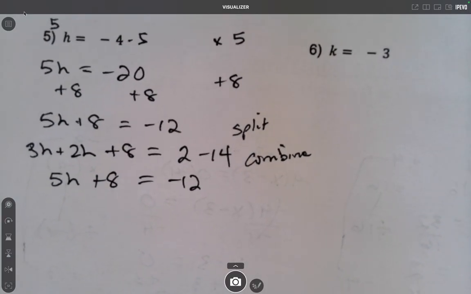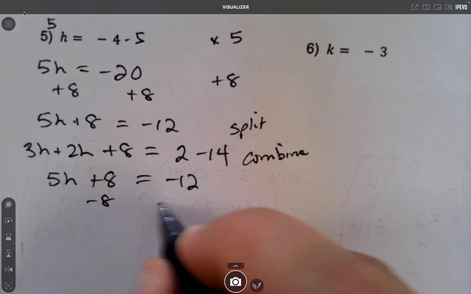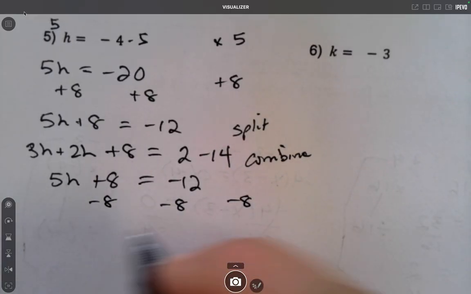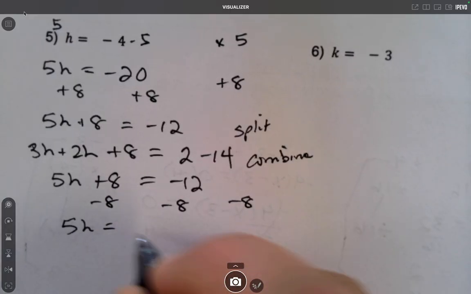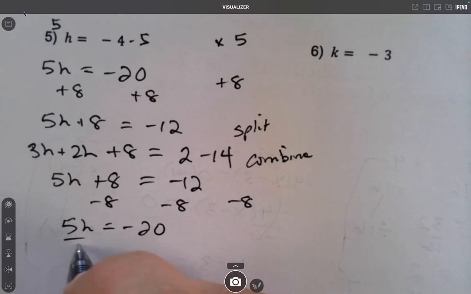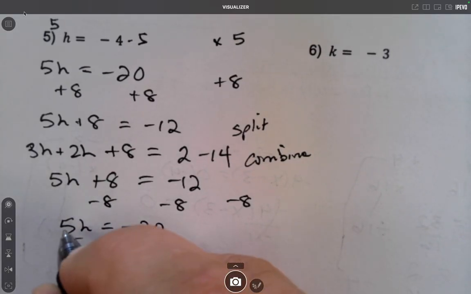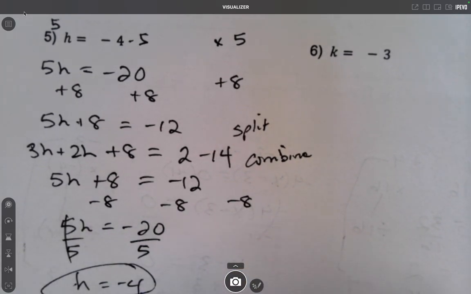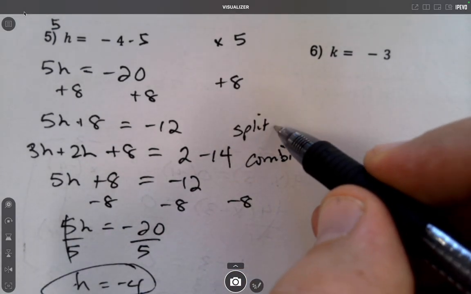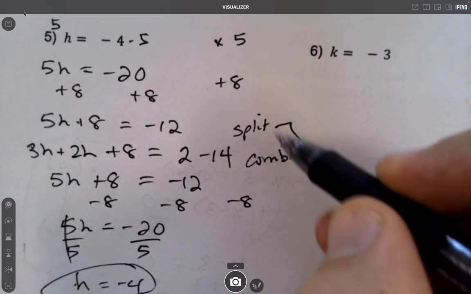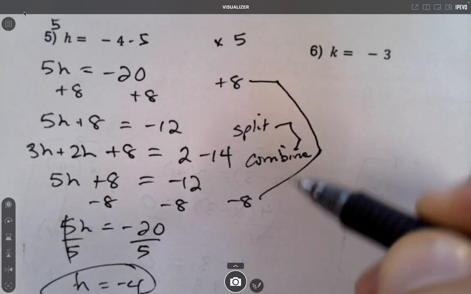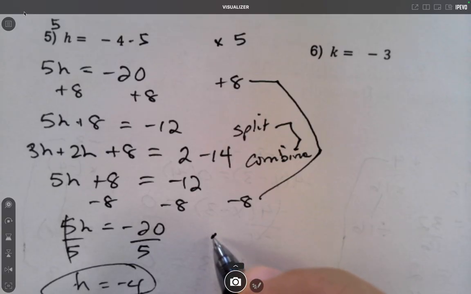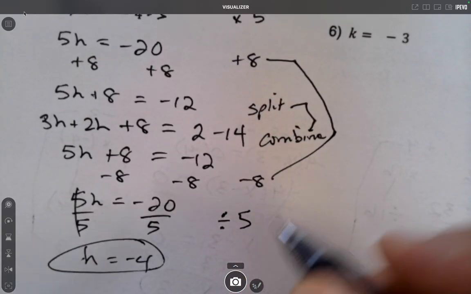Then it looks pretty basic. We subtract 8 from both sides. And we divide 5 from both sides. So you can see the parallels again are kind of the reverse parallels. Splitting and combining, plus 8, minus 8, times 5, and divided by 5.